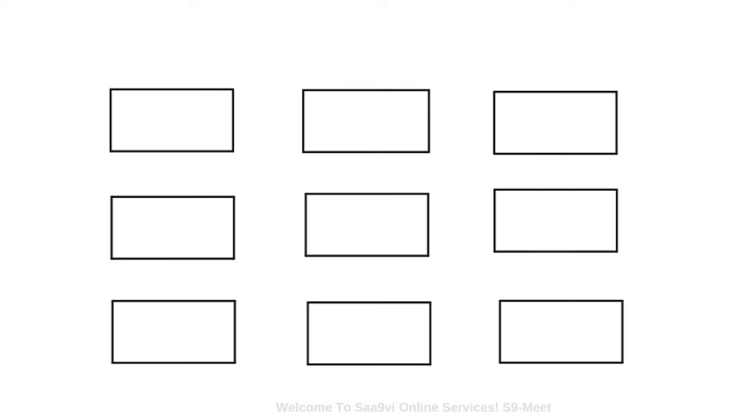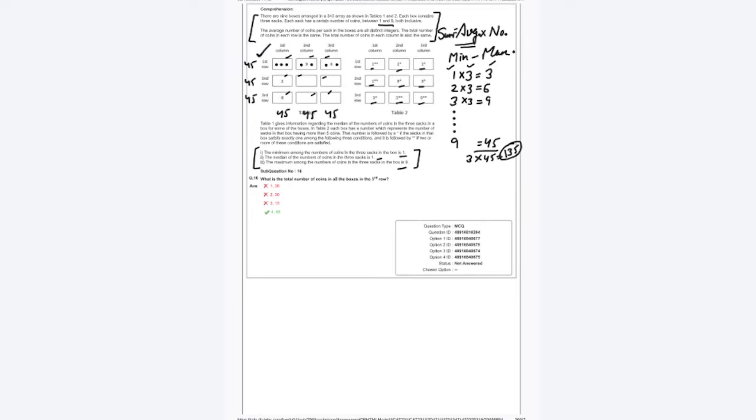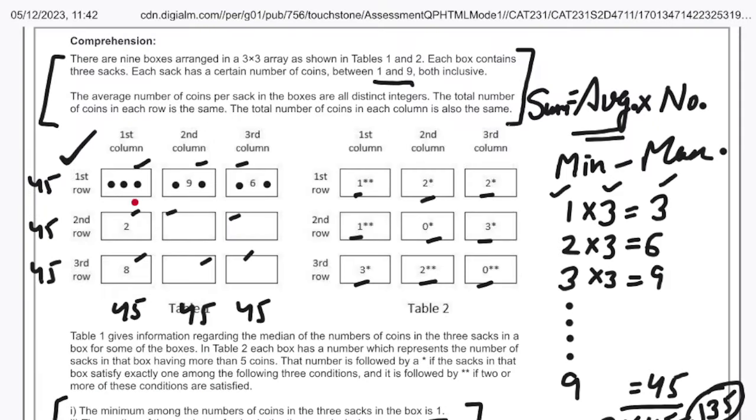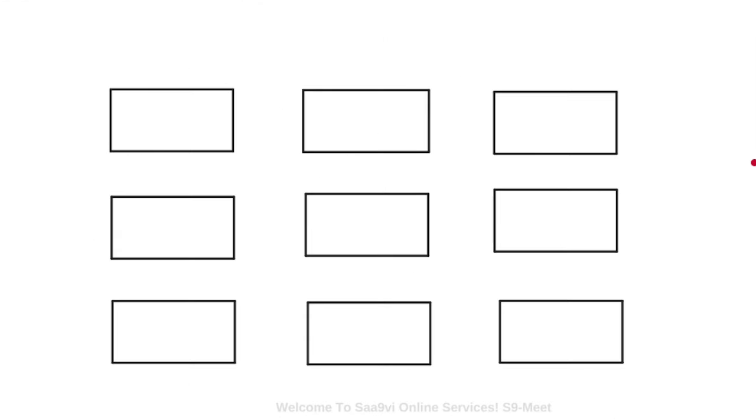So we're going to have one box here. Just make 9 boxes. So these are the 9 boxes we now have. And the information given into these boxes, let's write it down also. 9, 6, 2, 8. This is as per table 1. 9, 6, 2, 8. They are the medians.